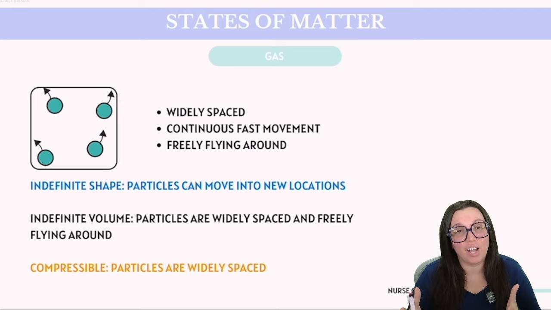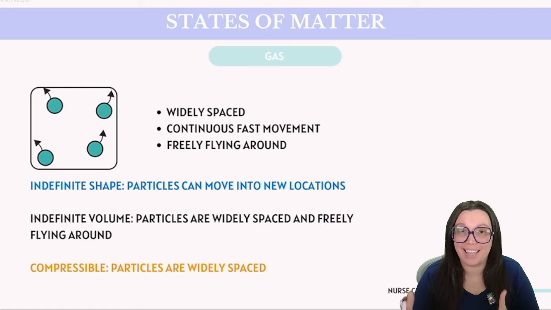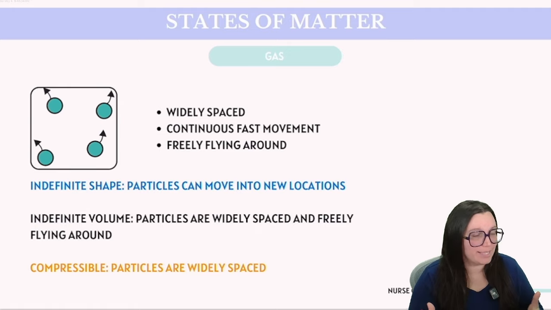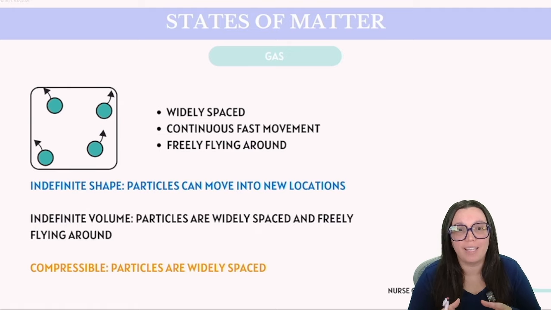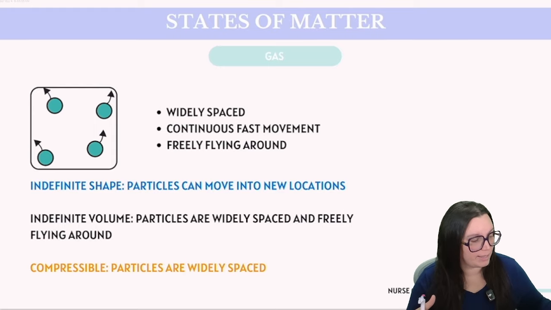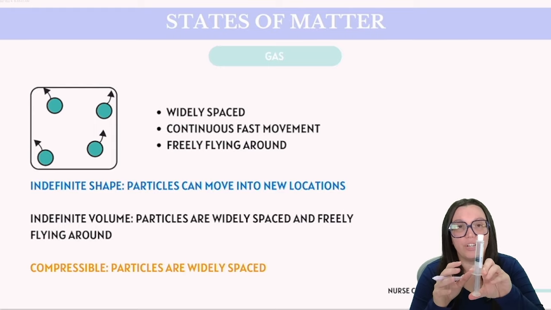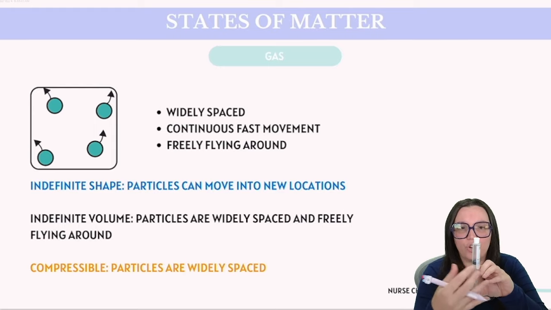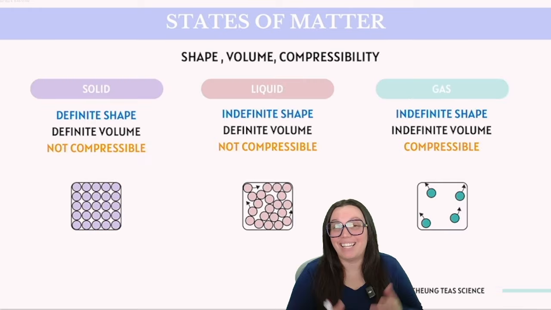This brings us to the concept of compressibility when it comes to gases. Gases are compressible because their particles are so spaced out, leaving a lot of room in between them, like we saw with our syringe example. Because there's so much space in between our gas here in the syringe, we are able to compress them into a smaller volume. And there you have it.